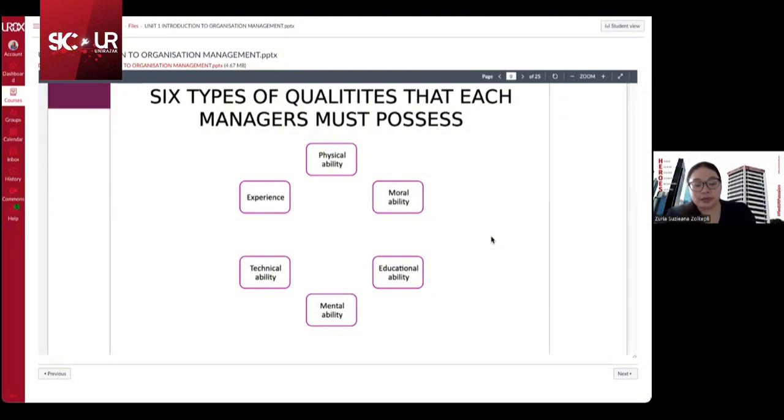Okay, so for management, we have 3 levels of management. We have lower level, middle level, and top management. And each level of management is involved in making different decisions. Later we will learn, I think, in the chapter on planning, if I'm not mistaken. So yeah, these 3 skills are needed, and there are 6 types of quality that managers must possess.